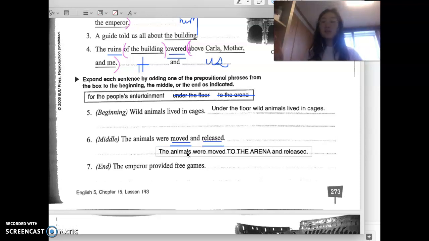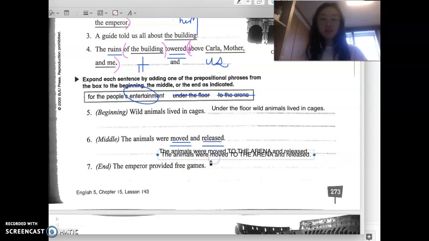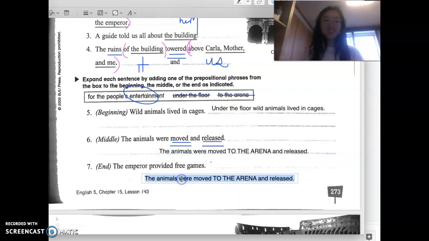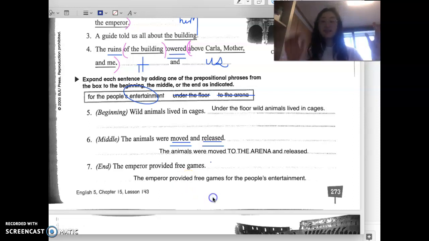Again, I love prepositional phrases because they're giving us more details. Last one. The emperor provided free games for the people's entertainment. So now this makes sense because games relates to entertainment, right? A game is a type of entertainment. So let's go ahead and type that at the end. Sorry about that. For the people's entertainment. Such a long sentence.